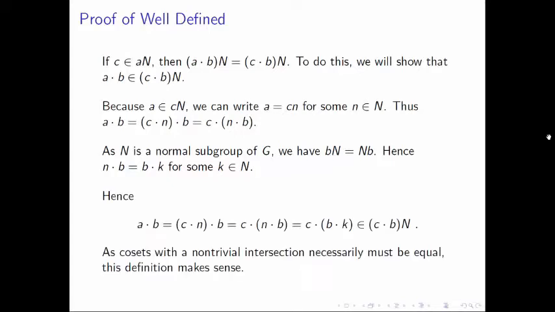Hence, if we put all those things together, substituting in all the right spots, a·b is c·n·b, switch your parentheses by associativity, and then substitute in b·k for n·b. Now, use associativity again and switch that around. Think of this as c·b multiplied by an element of N. That will be a member of this coset c·b·N. Thus, these cosets, a·bN and c·bN, have a non-trivial intersection, they have to be equal, and our operation is in fact well-defined.